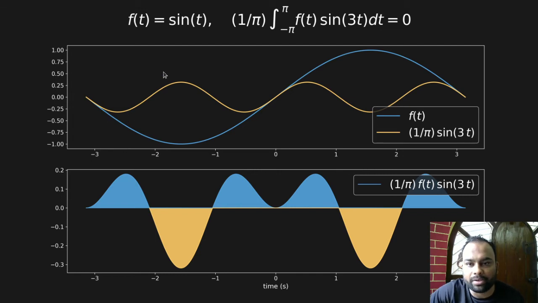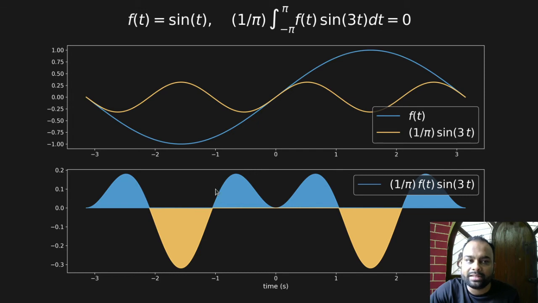Again, yet another example. The original signal itself has only a 1 radian per second sinusoidal component, and we are multiplying that with a 3 radian per second sinusoid, and calculating the area. Of course, the area is going to be 0.